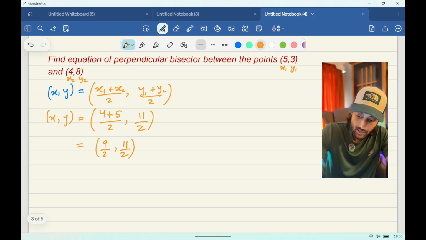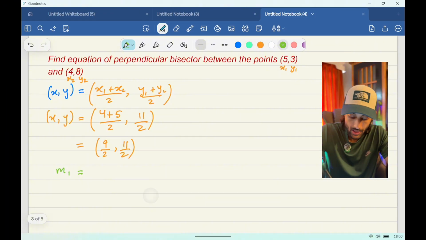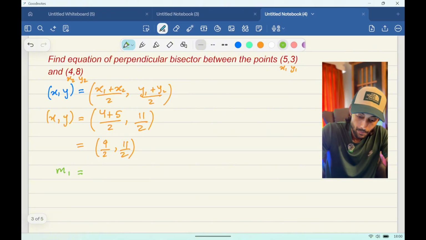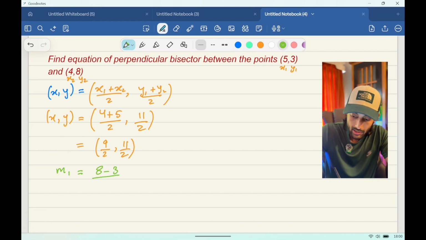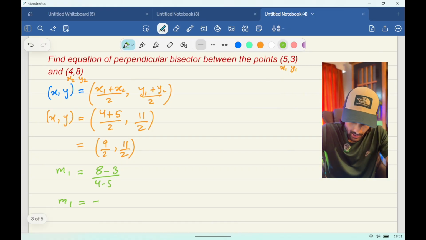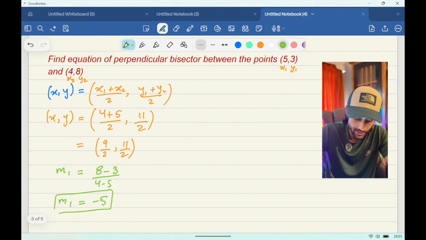The second step is to find out the value of m1. So m1 is equal to y2 minus y1, that means 8 minus 3, over x2 minus x1, that means 4 minus 5. Leaving you with m1 equal to 8 minus 3 is basically 5, 4 minus 5 is negative 1, leaving you with negative 5. So I can see my value of m1 is negative 5.